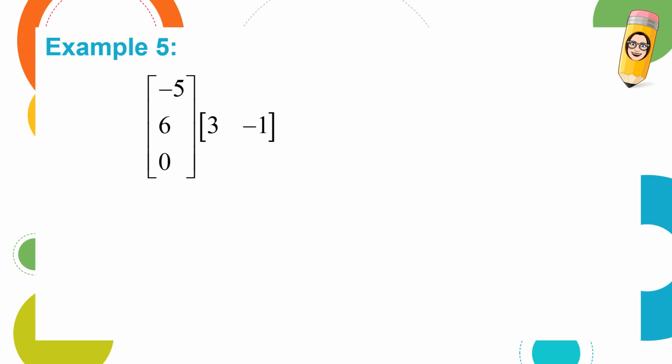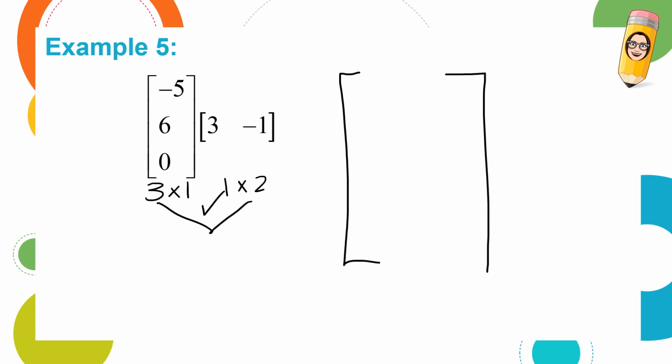All right, let's try this weird one. I am definitely talking about the dimensions here. This is a 3 by 1, and this is a 1 by 2. So we have these two small matrices, right? And check, I can multiply them, but look at the dimensions. My final matrix is going to be a 3 by 2.